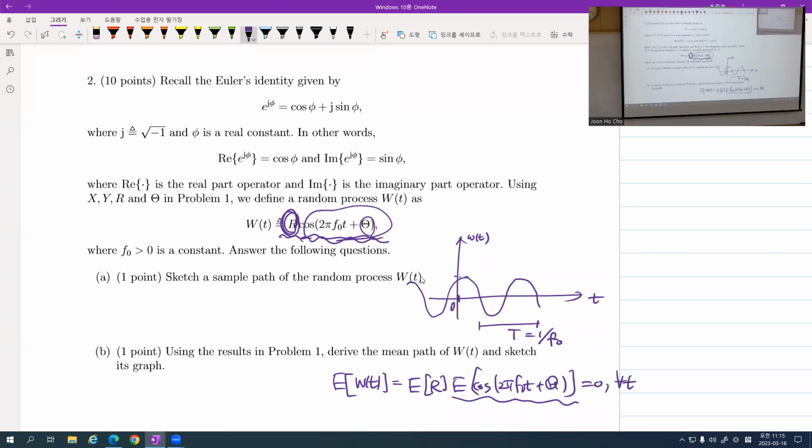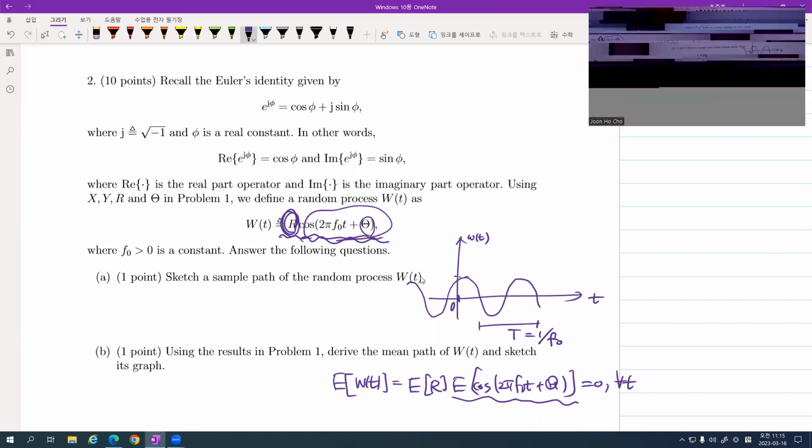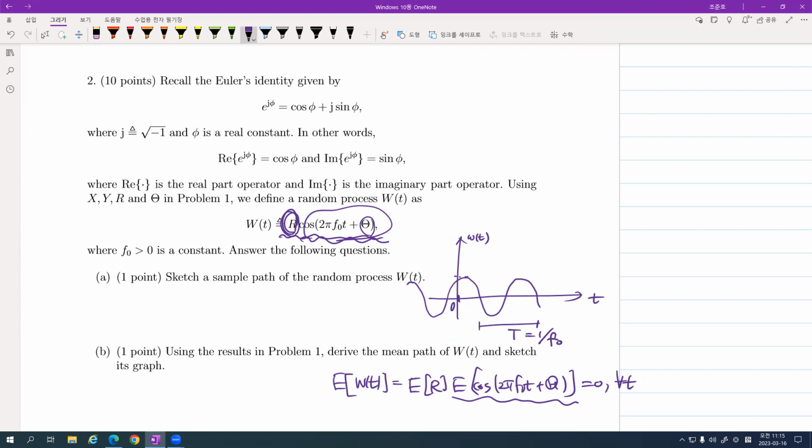So how different is this mean path from a typical sample path? It is unlikely that you observe the 0 function as a sample path. However, the mean path is 0 for all t.